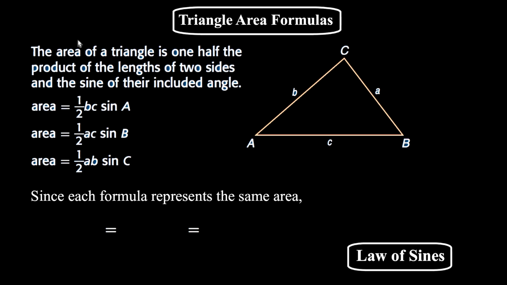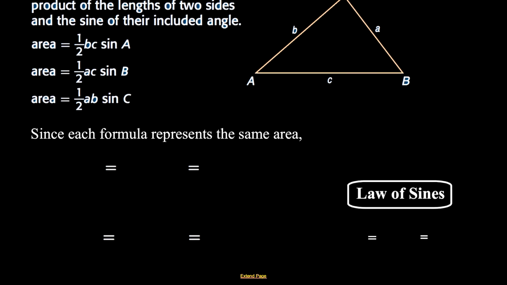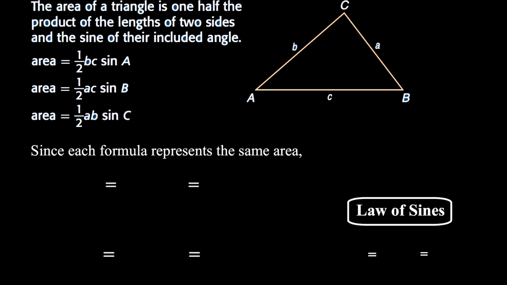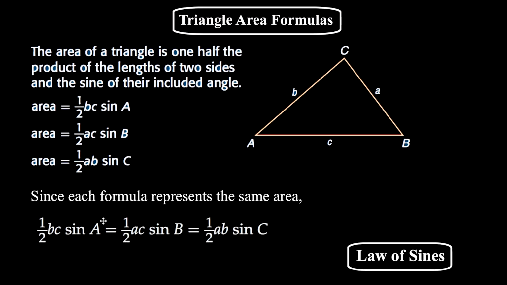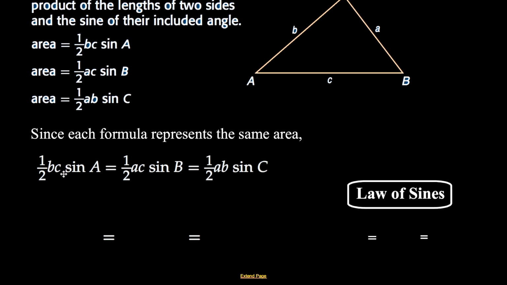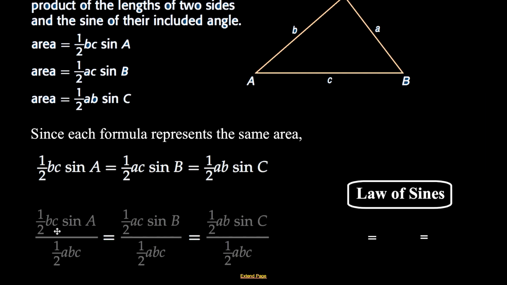Well, all of these are measuring the exact same thing. They all measure the area of that triangle. So we're going to get the exact same value no matter which one of those formulas we use. So what happens if we set them equal to each other? Well, if I set those equal, I have this statement, and then I can go ahead and divide each of these terms by 1/2 abc. If I divide by 1/2 abc for all three of those statements, here's what I end up with. Now this is kind of cool. So the 1/2 cancels, and this b and c are going to cancel.